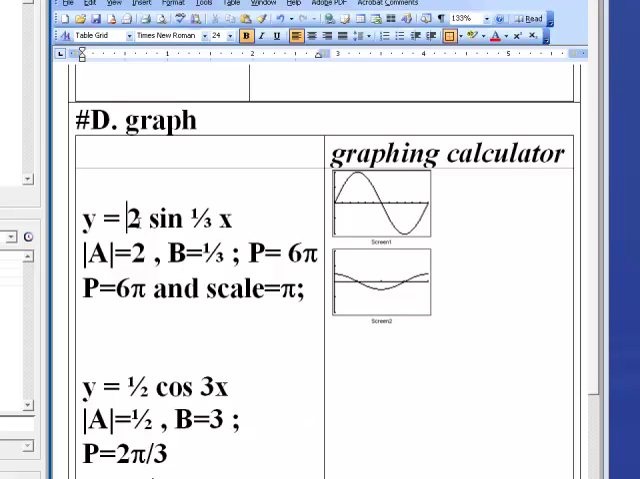So the amplitude is obviously 2. The coefficient b equals 1/3. Because of that, p equals 2 pi over 1/3. Period comes out to 6 pi. On the other one, it's y equals 1/2 cosine 3x. And so the amplitude is 1/2. The coefficient b is 3. And the period comes out to 2 pi divided by that 3, so 2 pi over 3.